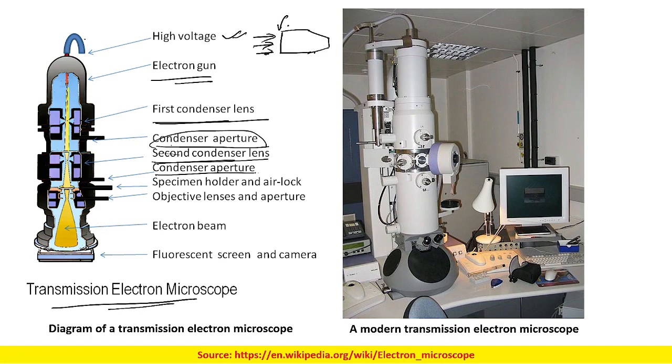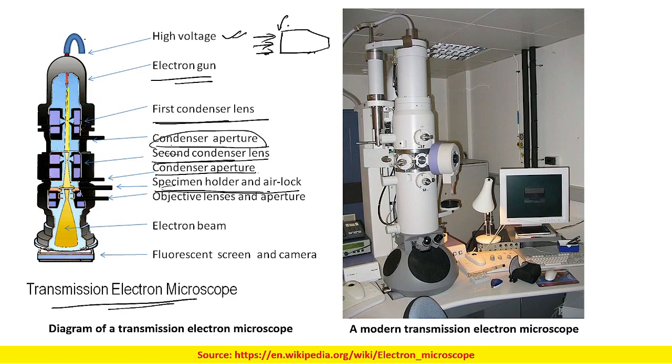In optical microscopy, we had only one condenser. However, in transmission electron microscopy, we have two condensers, and these condensers are electromagnetic systems. Then we have this specimen holder and the air lock.